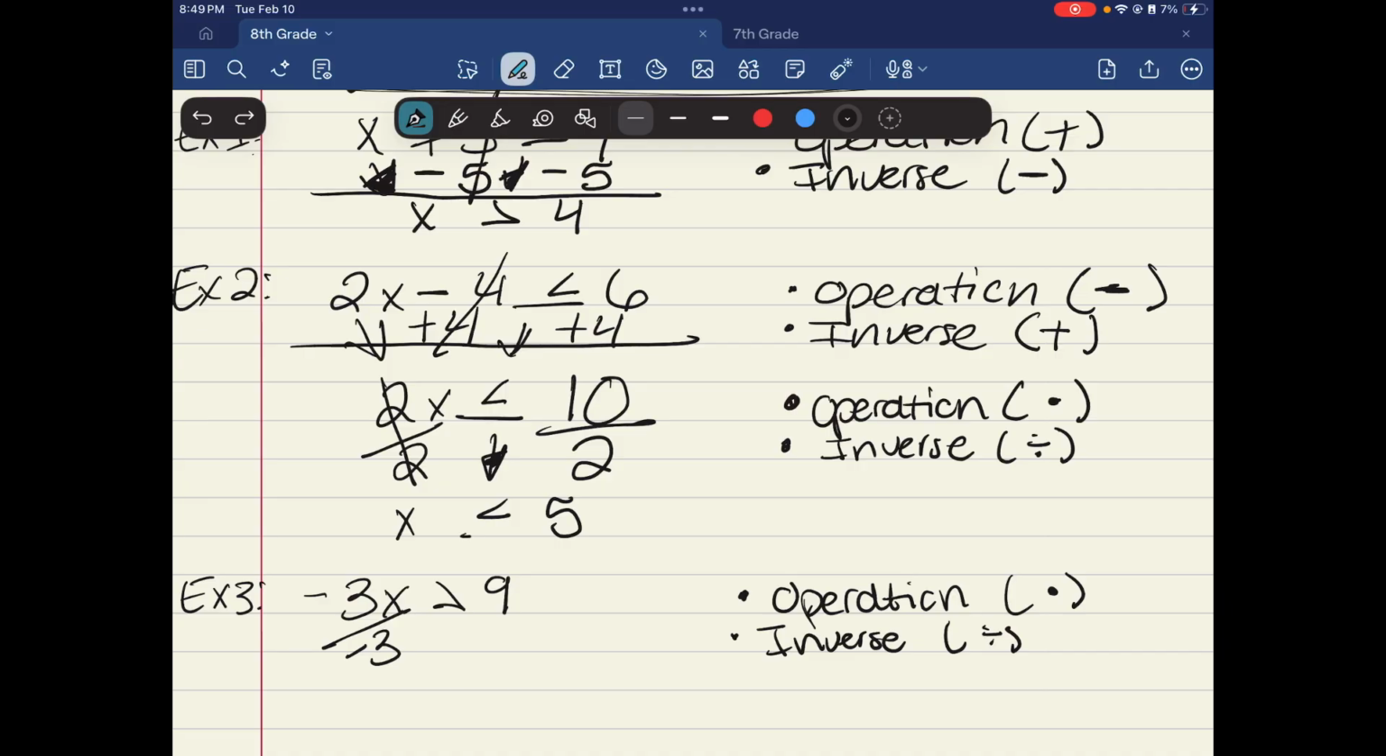So I'm going to divide negative 3 by negative 3. These cross out, leaves me with x on this side. Don't worry about overthinking it with the other ones.